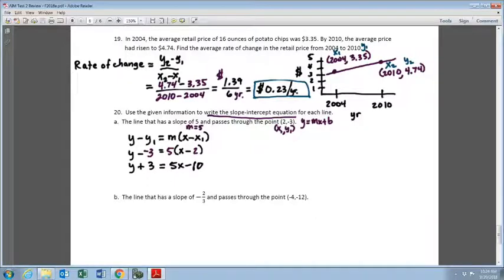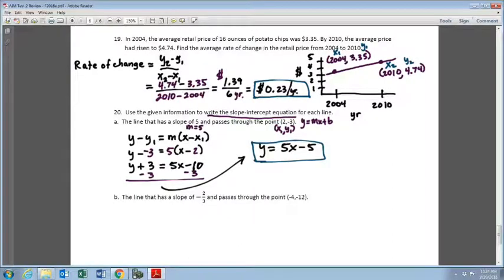And so to get y by itself, we'll have to subtract 3 on both sides. And so again, I'm going to end up with the answer I need to fix here. We'll get 5x minus, and it's not 5, it's actually minus 13. And that's going to be our final answer here. That's what we were asked to find, slope-intercept form.